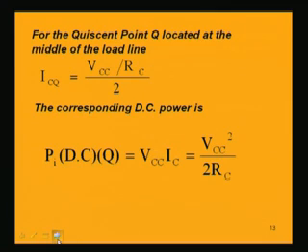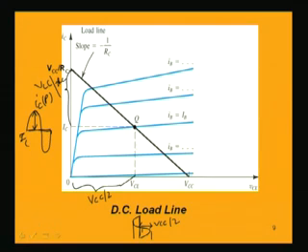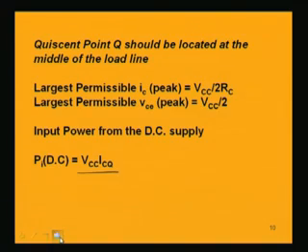So, now what will be the efficiency of this amplifier? That can be found out by dividing this output power by input power. Now, what is input power? Pi, it is a DC power, that is VCC into IC. And what is the IC at the quiescent point? This quiescent point has IC, which is equal to VCC by 2 RC.